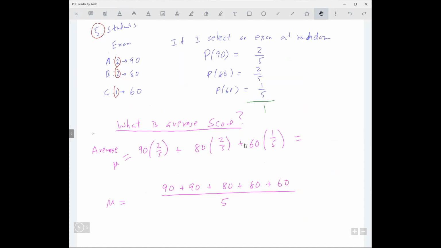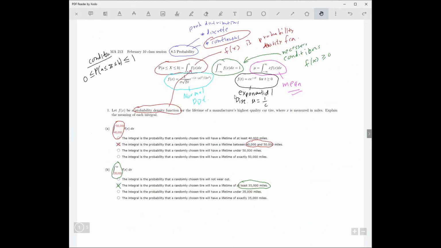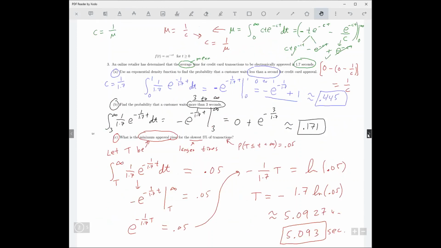Now, these scores right here: instead of adding that and that and that, I'm multiplying. These correspond to multiplying by x. So the equivalent thing here was to find the mean, you multiply the probability by the value of the score, by x. So that's kind of where that comes from.